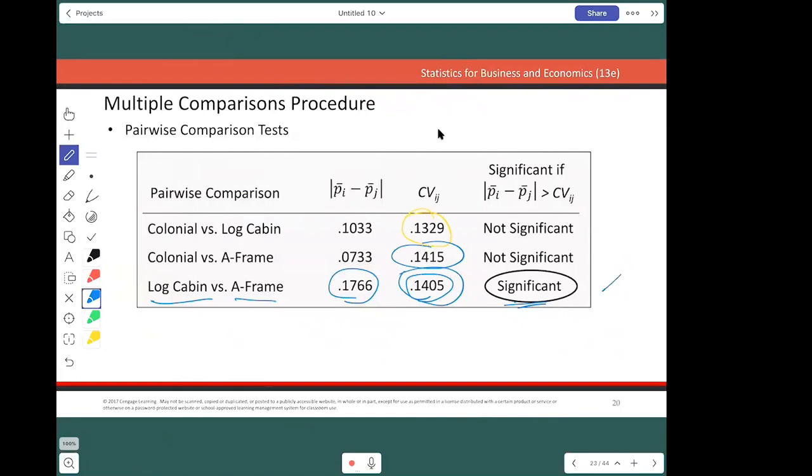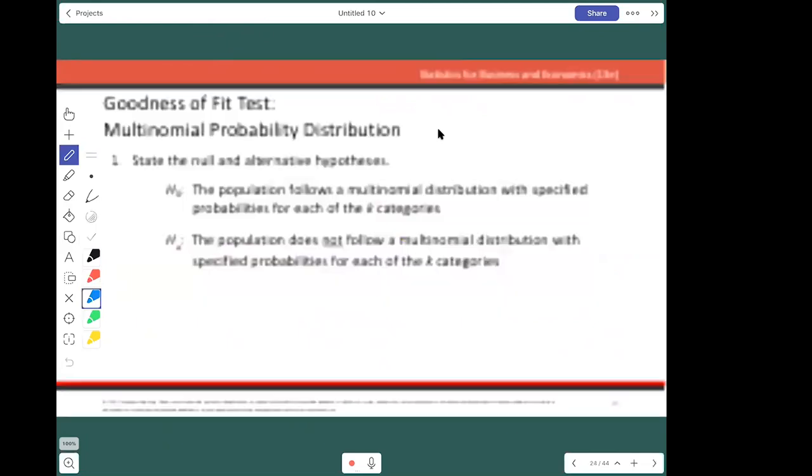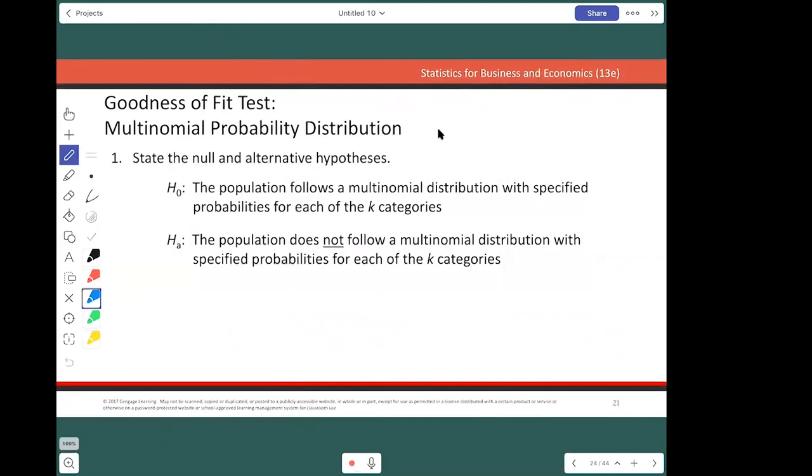And so we do have evidence that at least one is different, and we have a sense that the likelihood of repurchasing from A-frame is very different from that of log cabin, right? But A-frame is not significantly different from colonial. Log cabin is not significantly different from colonial, but A-frame is significantly different from a log cabin. So it gives us a sense of which two are significantly different from each other because we rejected the null hypothesis. And so that's the approach that would be used here.